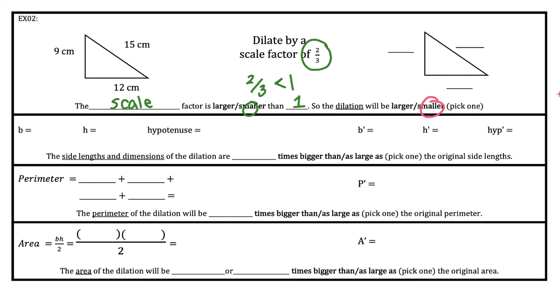Okay, so the original base was 12 centimeters. The original height was 9 centimeters. Oh, by the way, we're going to assume this is a right triangle. Assume that these are right triangles. And the hypotenuse right here is 15 centimeters. So it's going to be dilated, so we're going to multiply by 2/3. So 12 times 2/3.